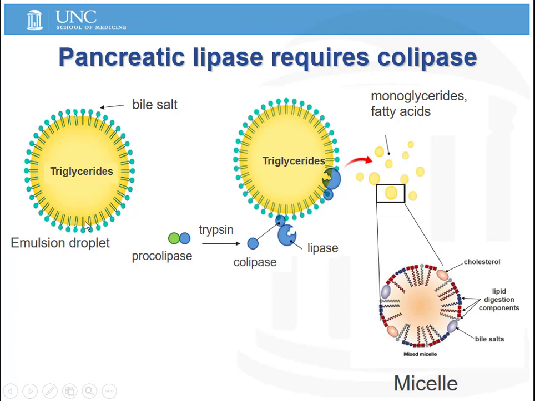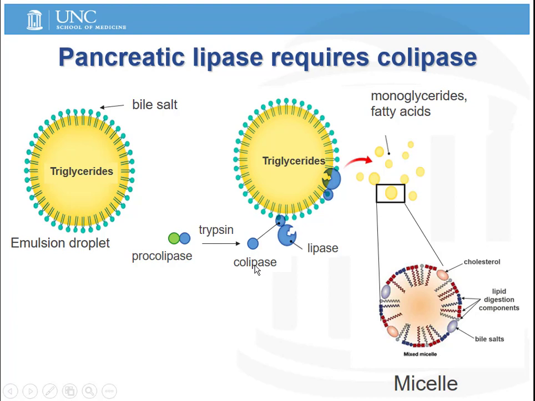So this is our emulsion droplet with triglycerides, and it's surrounded by these bile salts, and the bile salts prevent the action of lipase. So the pancreas secretes colipase in its inactive form, this procolipase. And then in the small intestine, trypsin cleaves procolipase to produce the active colipase.